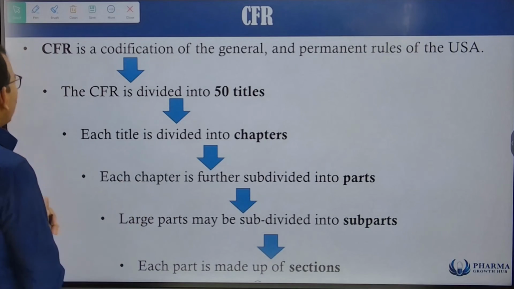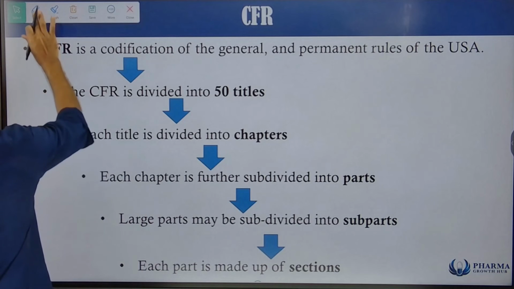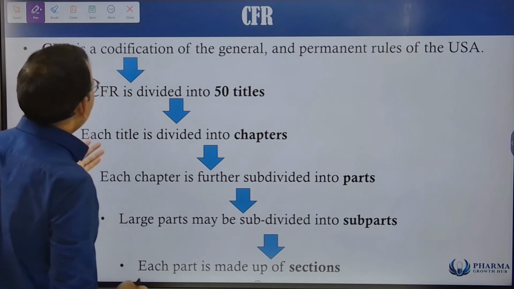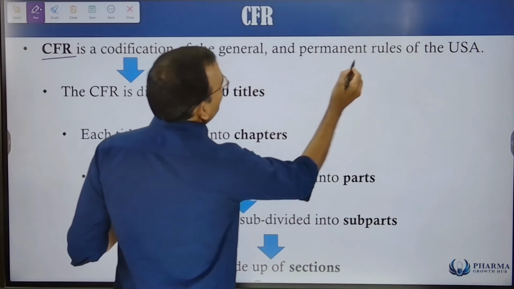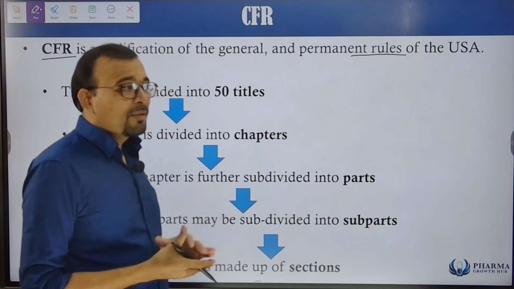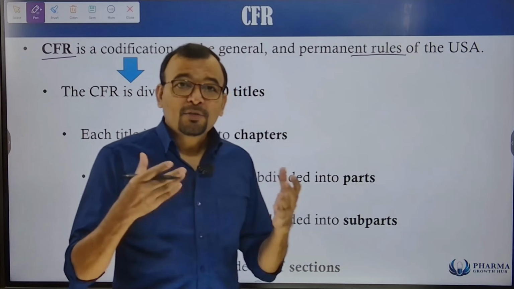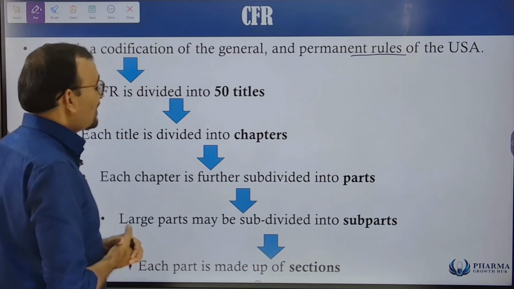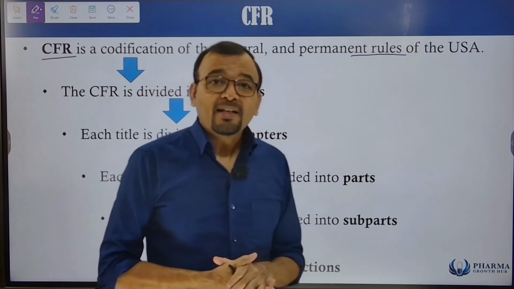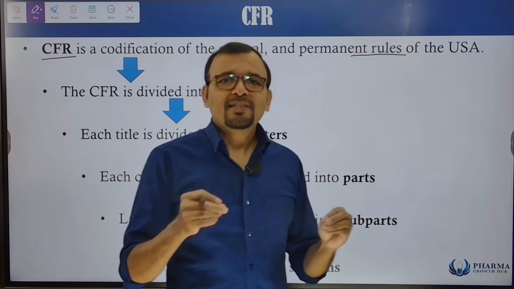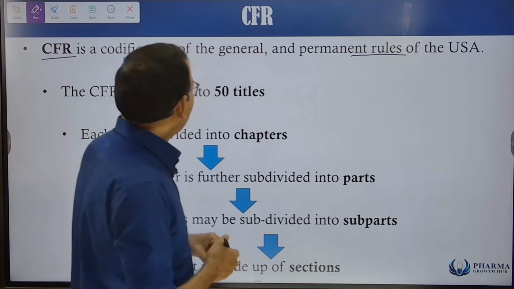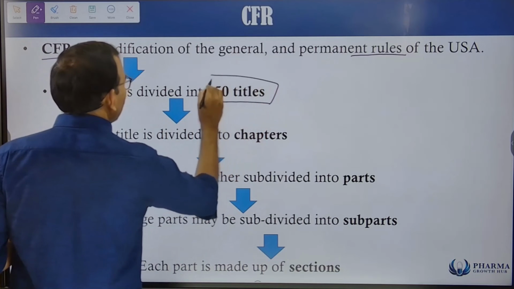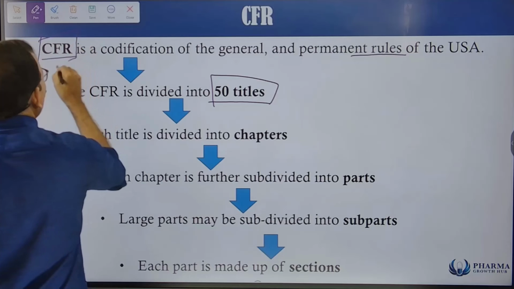Let us summarize what we learned so far. CFR is a codification of the general and permanent rules. Like we talked about 21 CFR part 11, isn't it? 21 CFR part 11 is the rule for understanding electronic records for drugs and food. Then the CFR is divided into 50 titles, right?